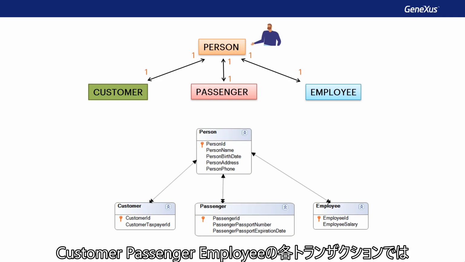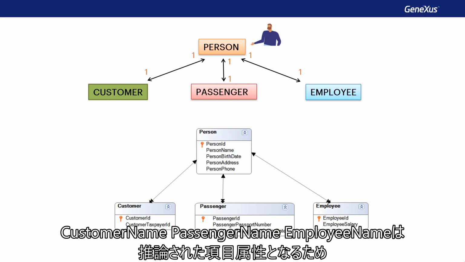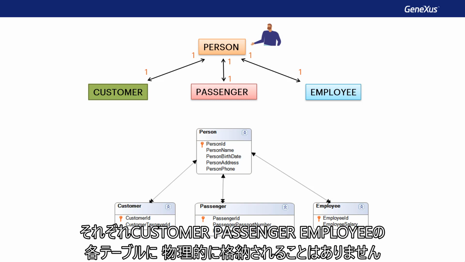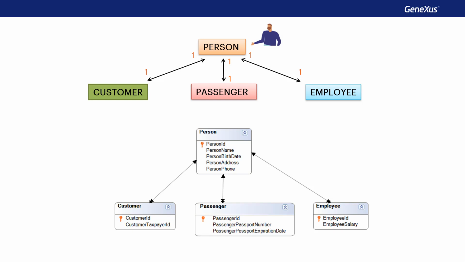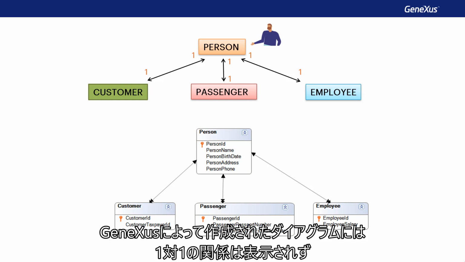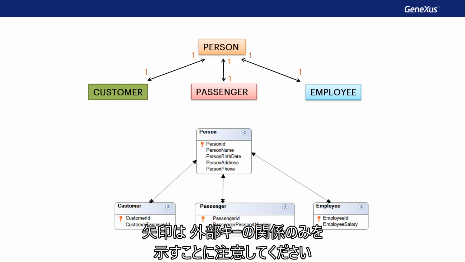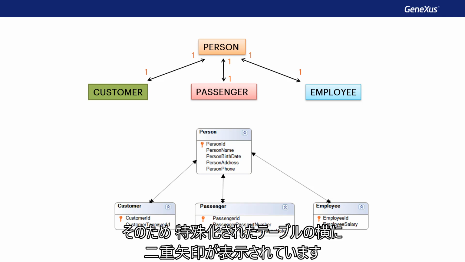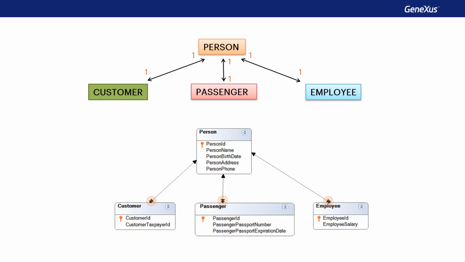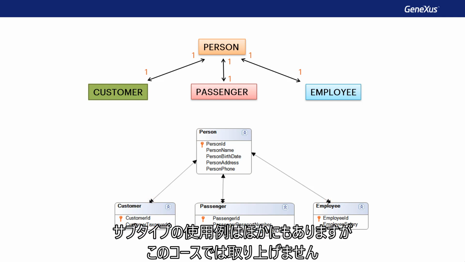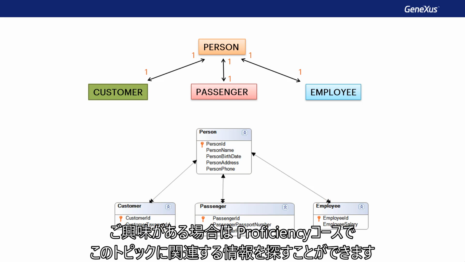In the customer, passenger, and employee transactions, customer name, passenger name, and employee name will be inferred attributes, so they won't be physically stored in the tables customer, passenger, and employee, respectively. Remember that the diagrams created by GeneXus don't show one-to-one relationships, and the arrows only indicate foreign key relationships. That's why we see the double arrow next to the specialized tables. There are other cases of use of subtypes that will not be studied in this course. If you're interested, you can look for information related to this topic in the next level course.